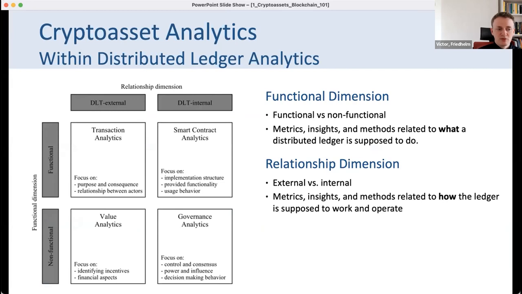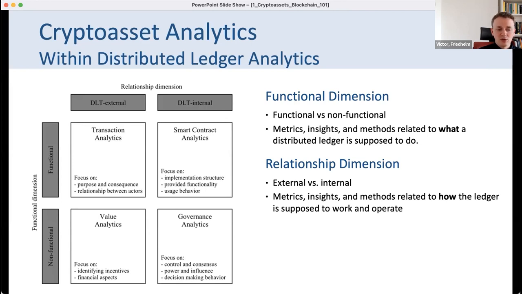Yeah, so we can view crypto asset analytics also in the wider scope of distributed ledger analytics, which may also cover aspects that don't have anything to do with assets, because there are, for example, underlying functionalities on the peer-to-peer level or related to governance functionality that don't necessarily involve measurable crypto assets. And so here you see, for example, a taxonomy that I've previously proposed, where the field could be structured into four quadrants: transaction analysis, smart contracts analytics, value analytics, and governance analytics. And each of these fields have their own individual focus points.